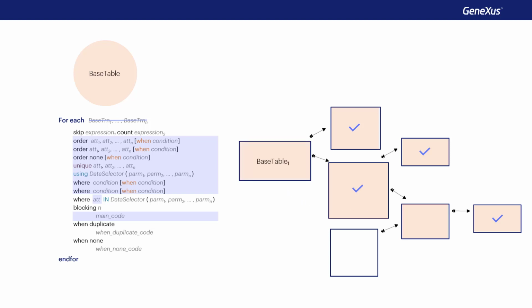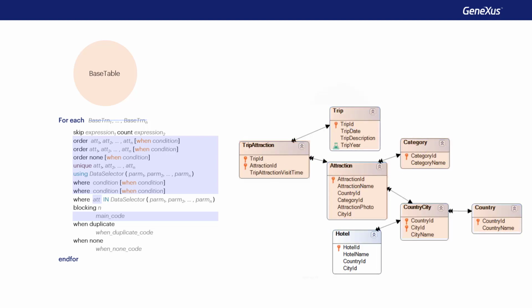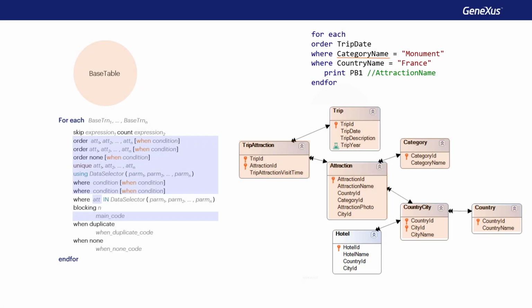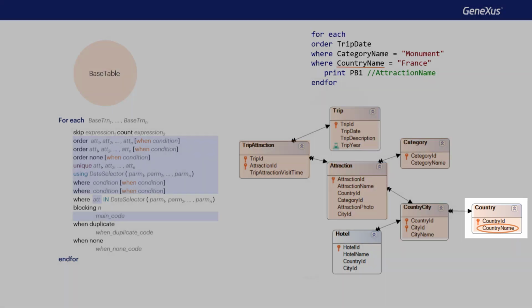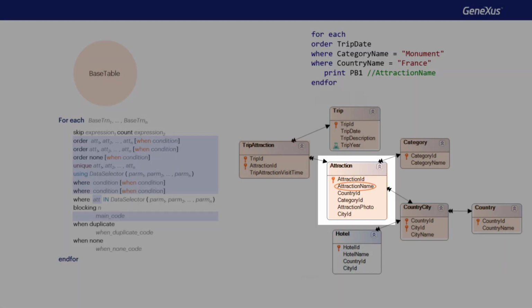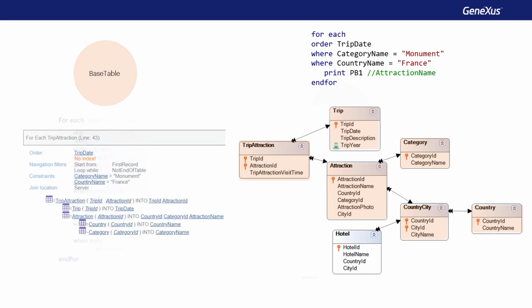Consider it in this example. There is no base transaction. This attribute is here, this other one here, and this other one is here, and this other one appears in the main code. The navigation list will show we see that it's choosing trip attraction as base table.